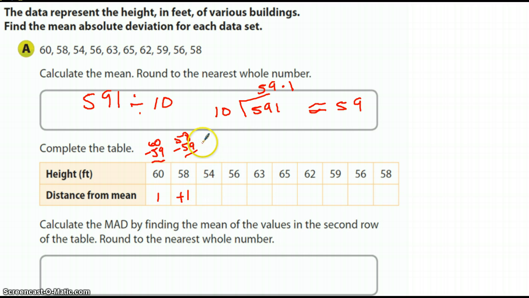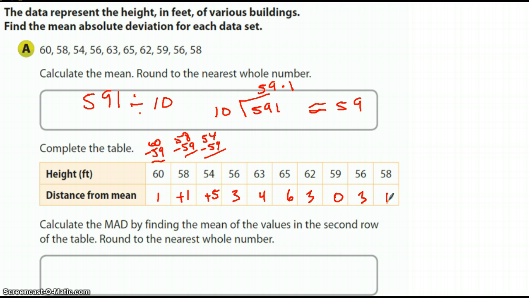And we do the same thing. So here would be 54 minus 59. That's going to give me a -5, but it becomes a positive because we take an absolute value. And we go on just like we're doing here. We get 3. We will get 4. We will get 6. We will get 3. We will get 0. We will get 3. And we will get 1.